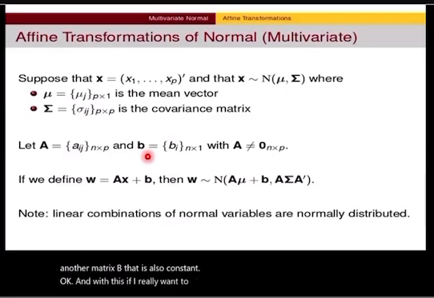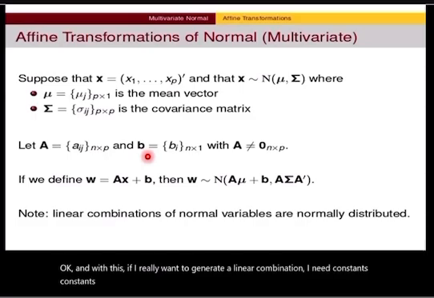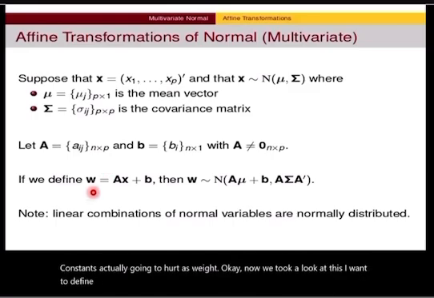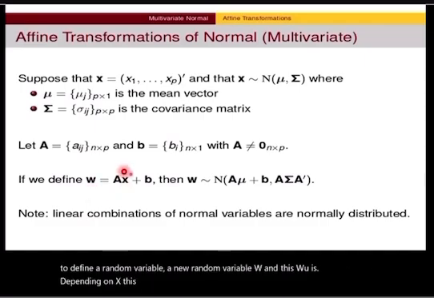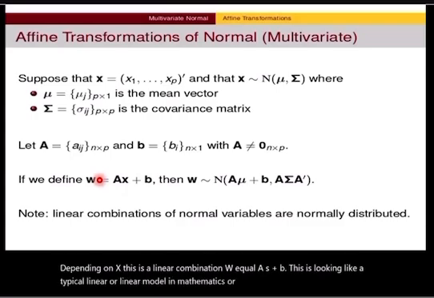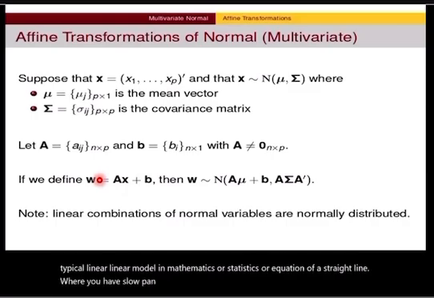And with this, if I really want to generate a linear combination, I need constants. Constants are going to act as weights. Now, when you take a look at this, I want to define a new random variable W, and this W depends on X. This is the linear combination. W equals AX plus B. This looks like a typical linear model in mathematics or statistics, or the equation of a straight line, where you have slope and intercept.